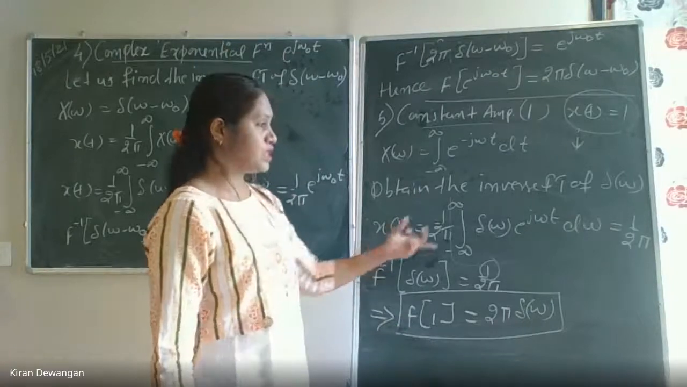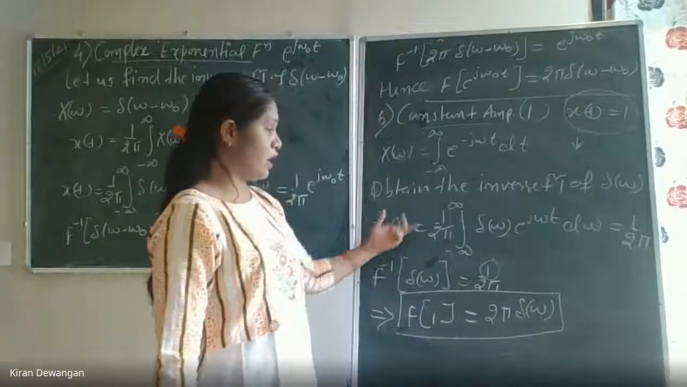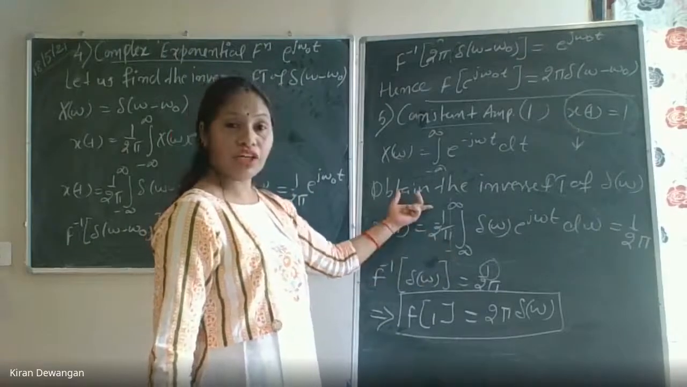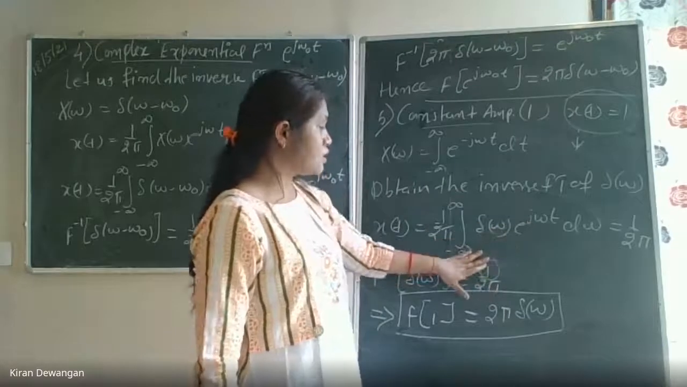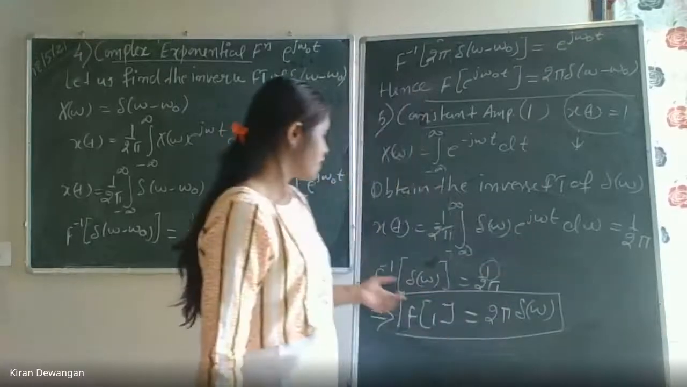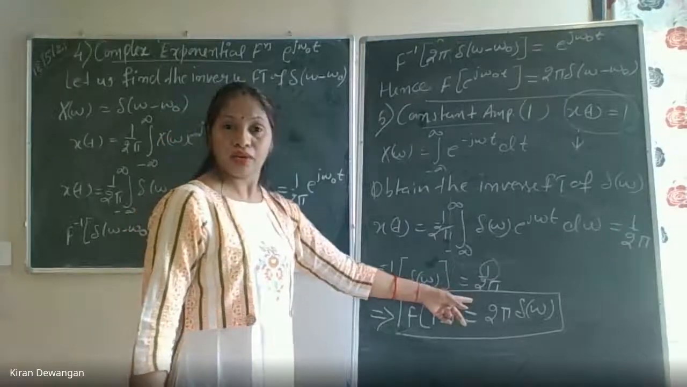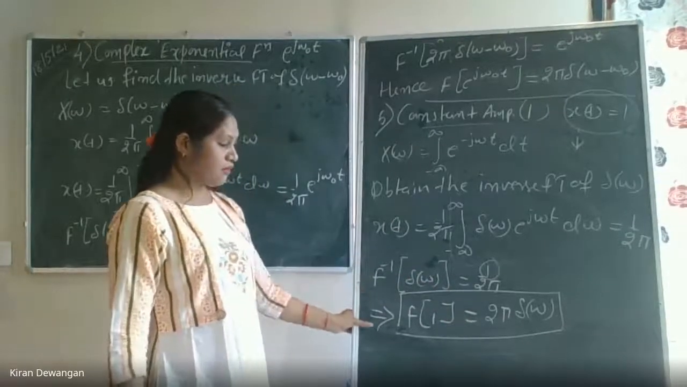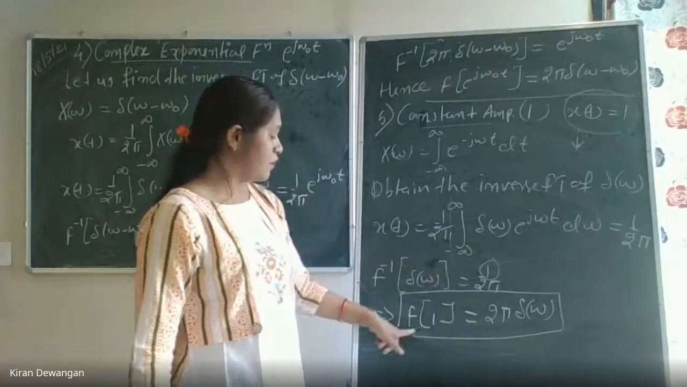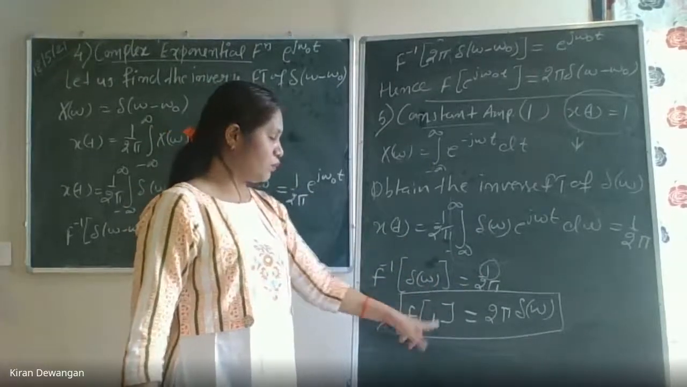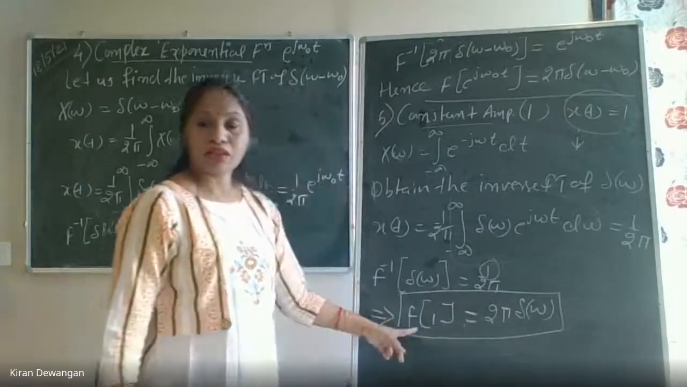Since I have taken the inverse Fourier transform of del omega, I have applied it in the formula 1 by 2 pi integration from minus infinity to infinity del omega e to the power j omega t d omega. And this value is just 1 by 2 pi. And we have got that the inverse Fourier transform of del omega is 1 by 2 pi. Now from this we can write that this is our value 1, the constant that we wanted. Okay? So the Fourier transform of 1 will be, taking 2 pi to this side, 2 pi del omega. Okay? So this part is clear.